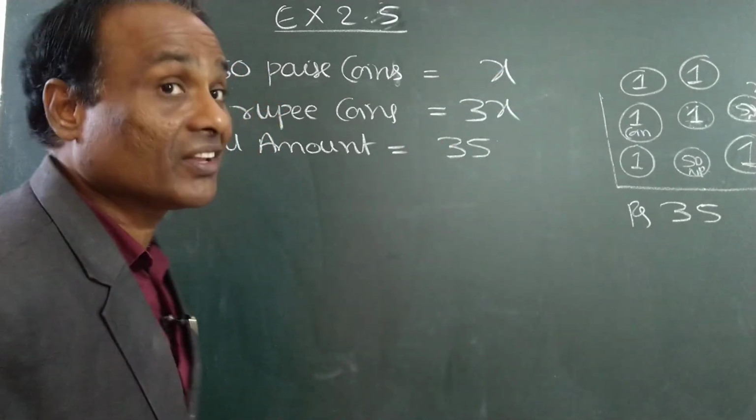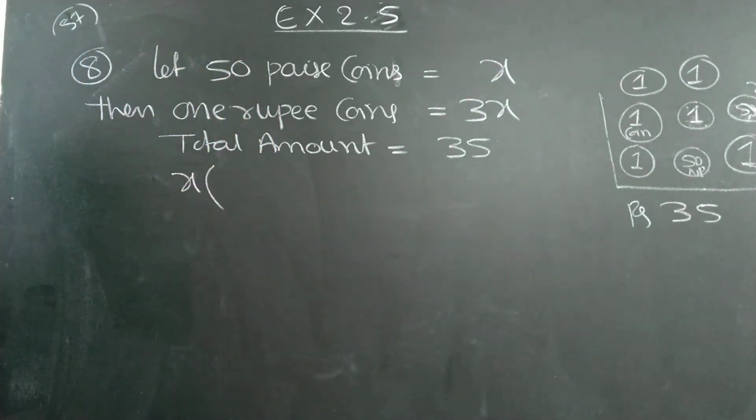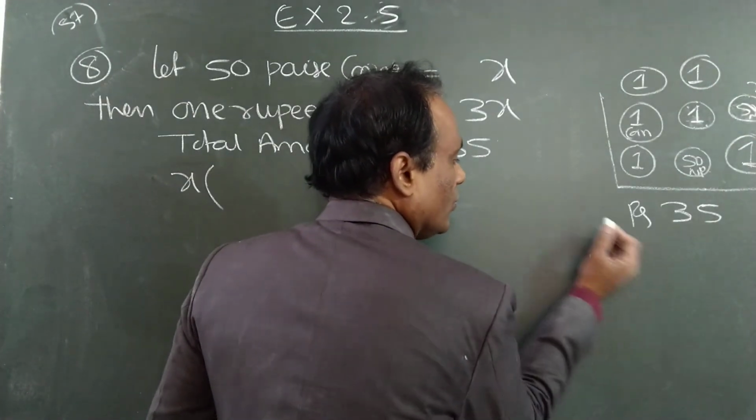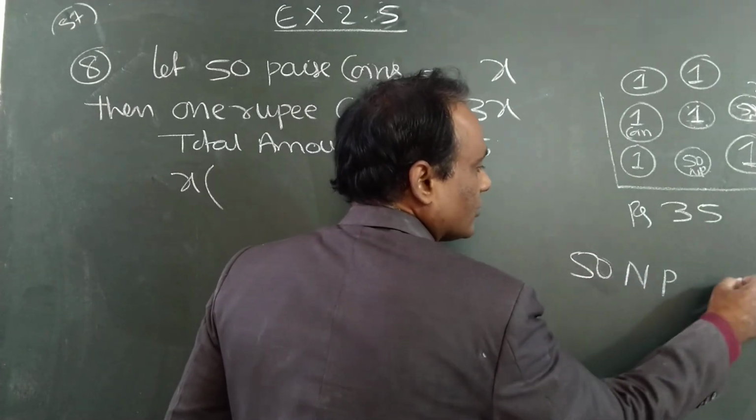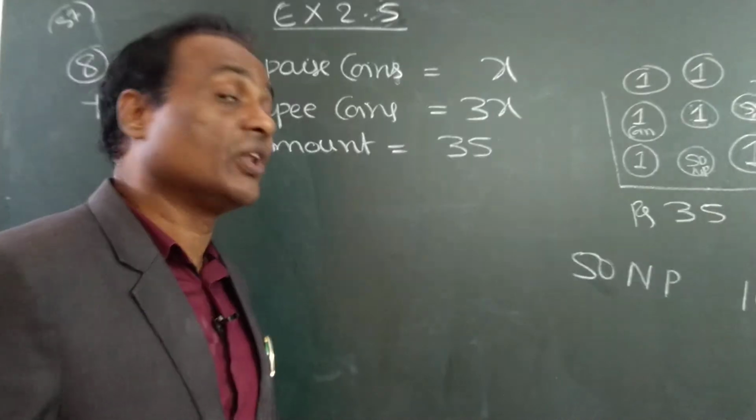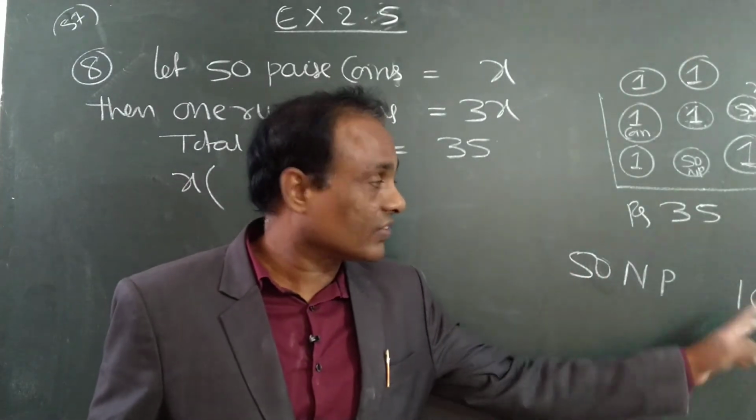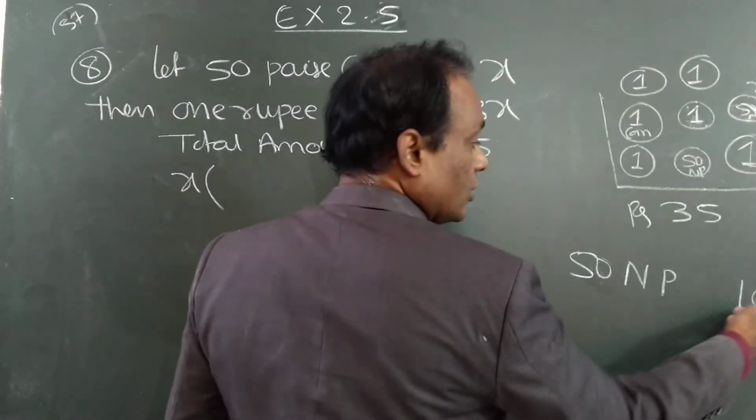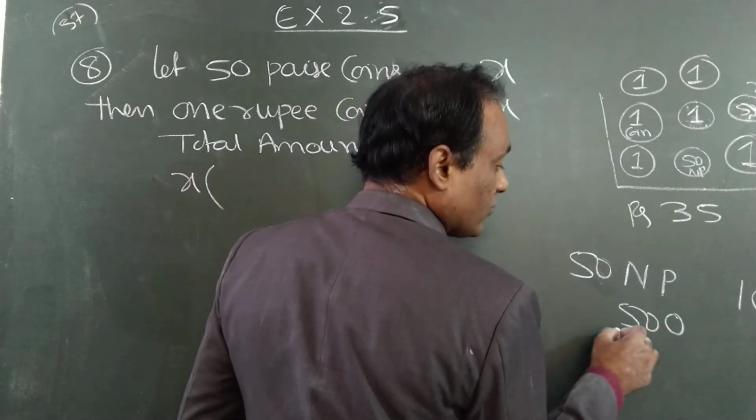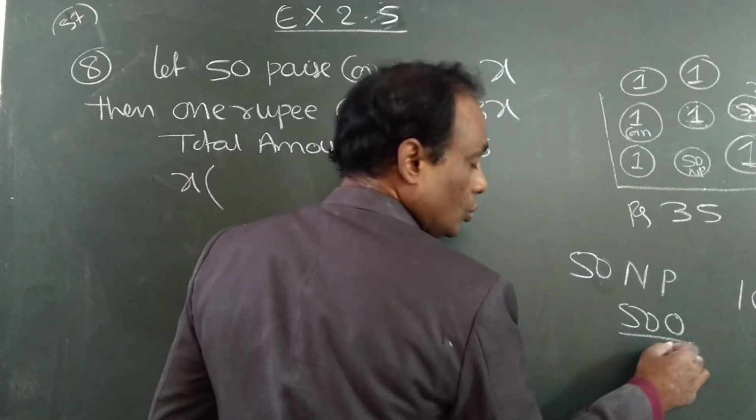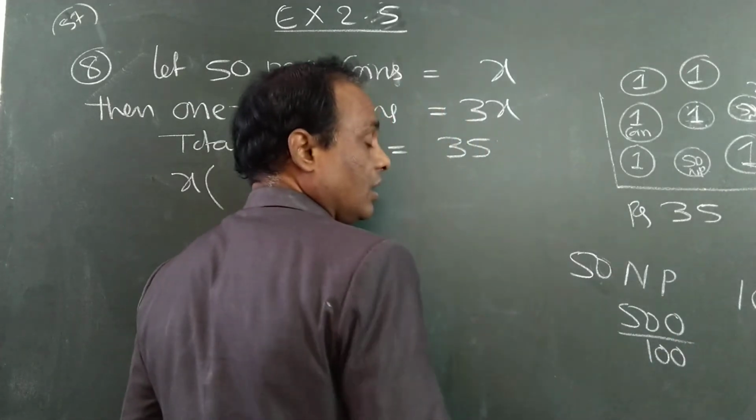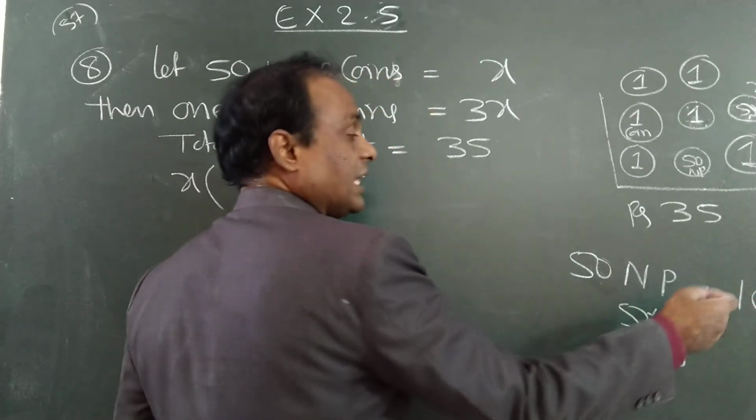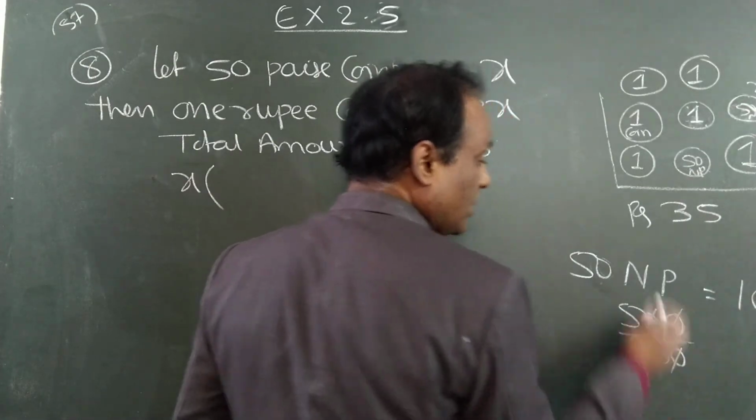See here, how many 50 paise coins do we have? x 50 paise coins. Suppose we have 10 50 paise coins. What is the amount? 50 into 10 is 500 paise. To convert paise into rupees, we divide by 100. So this is 5 rupees. So 10 50 paise coins means 5 rupees.